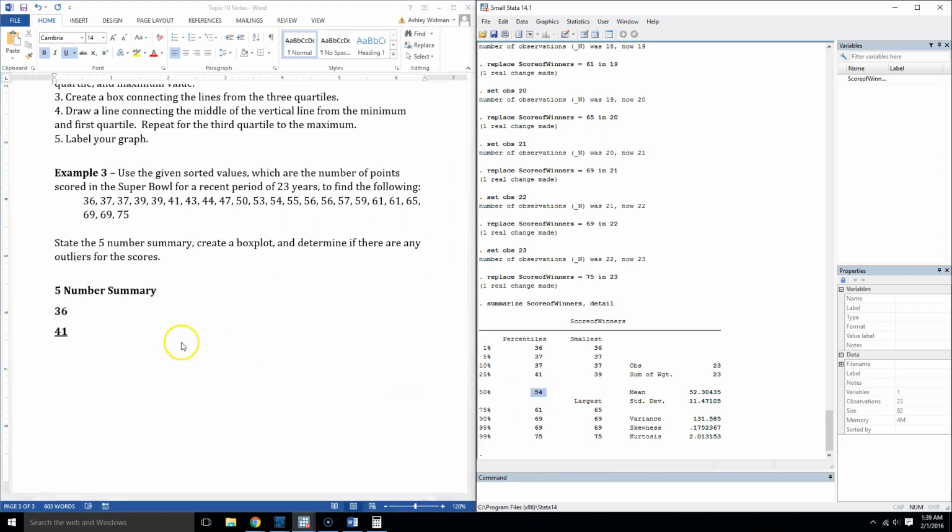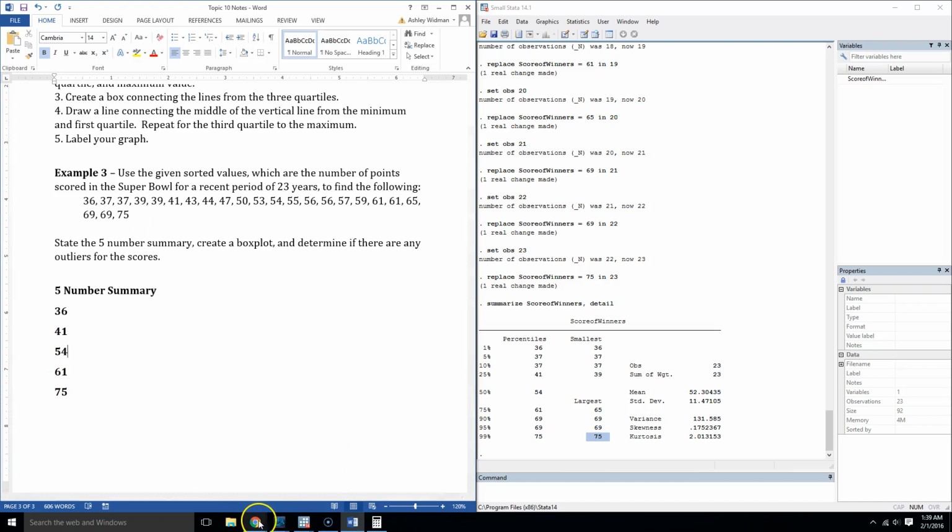The median, 54. The third quartile is 61. And the maximum is 75 here. So these 5 numbers in order are the 5-number summary. Some people like to label them. I think it is best to label whatever you can, but this is assumed. If you say 5-number summary with these 5 numbers, they're assumed to be the minimum, maximum, and the quartiles.